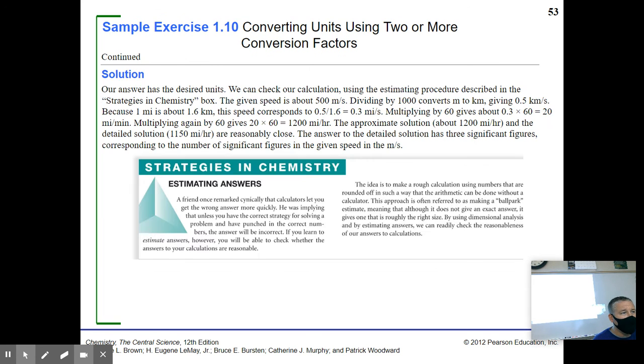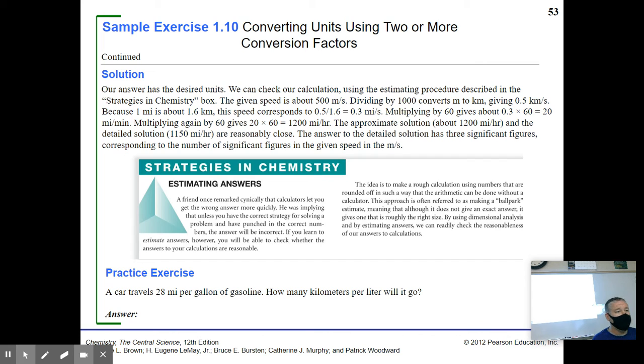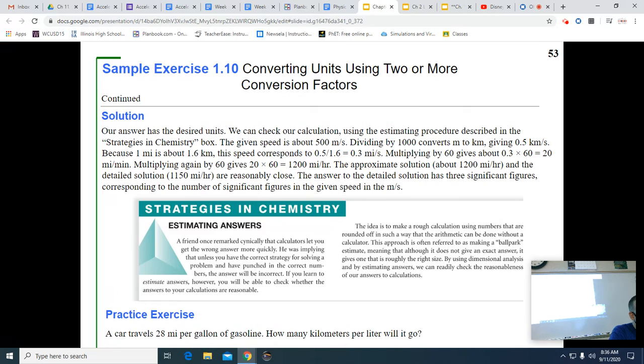So let's do one together. A car travels 28 miles per gallon of gasoline. How many kilometers per liter will it go? Well, let's get back into it.